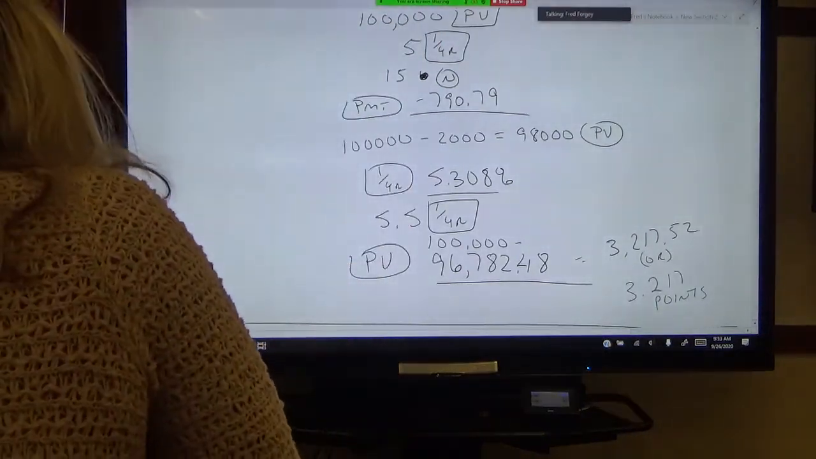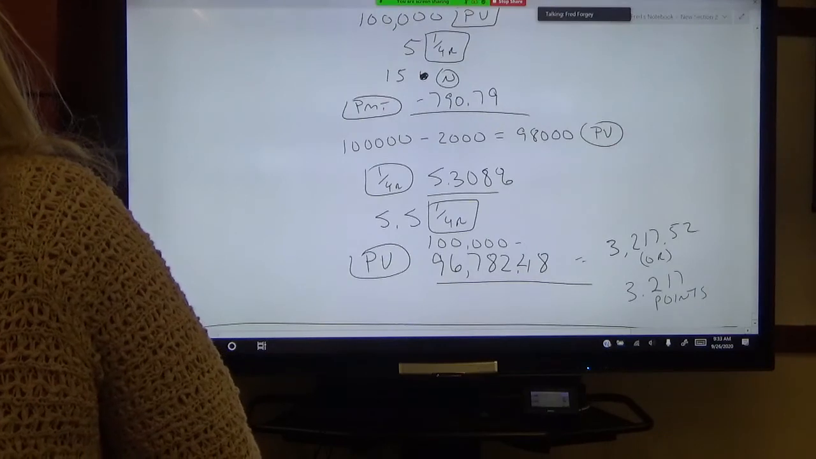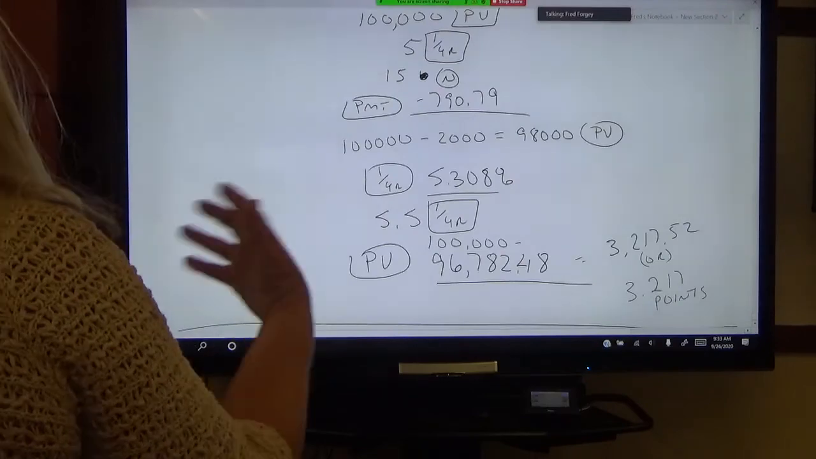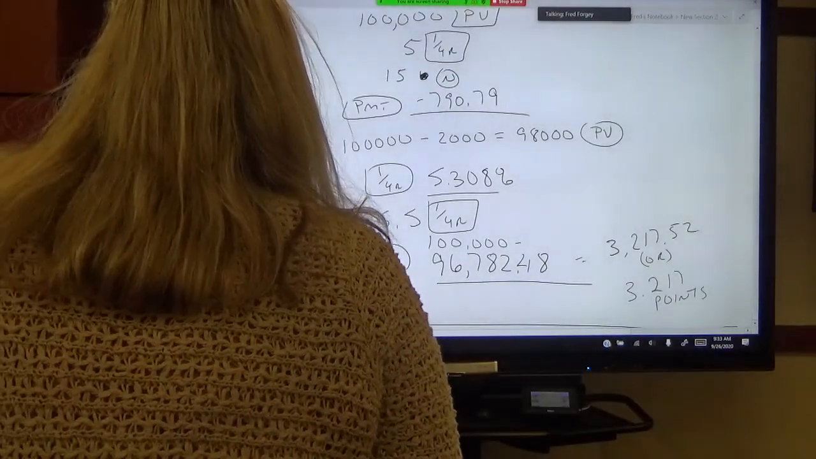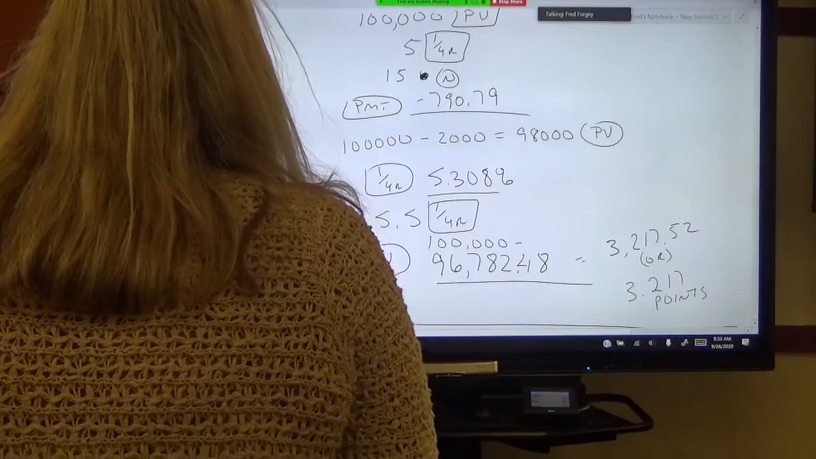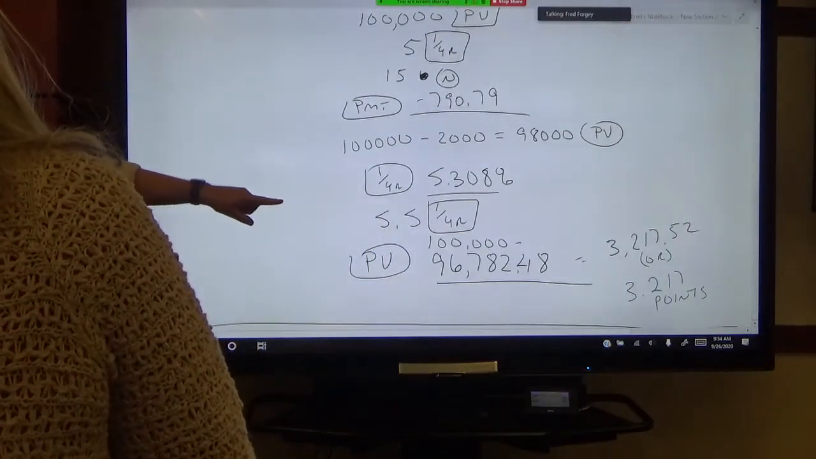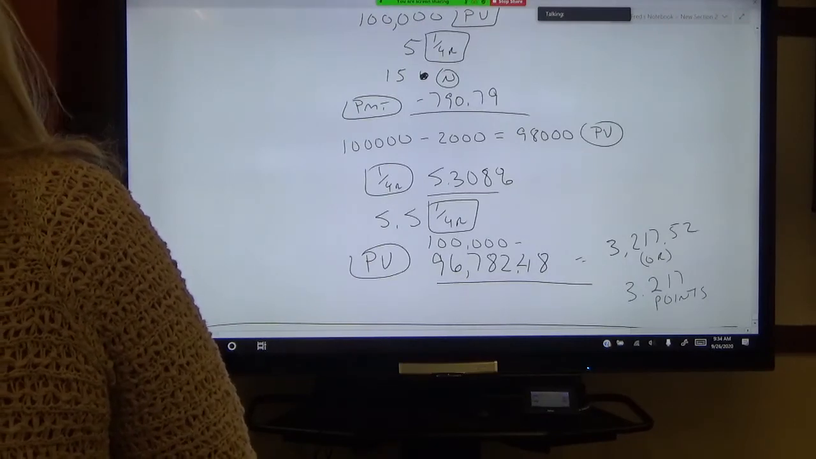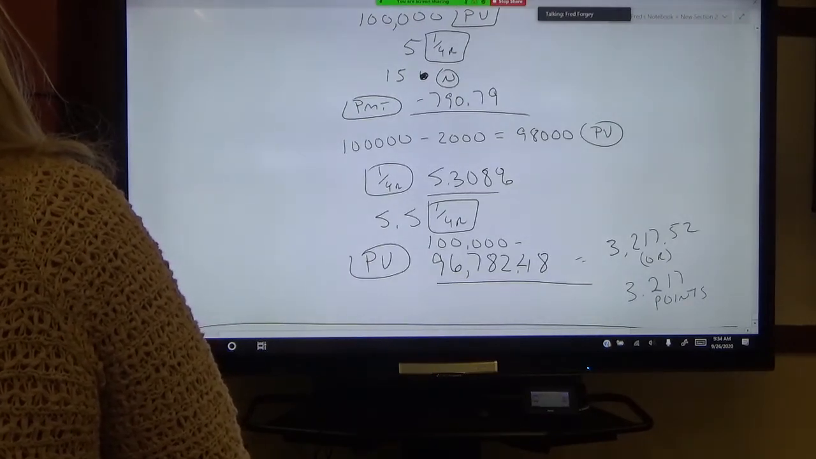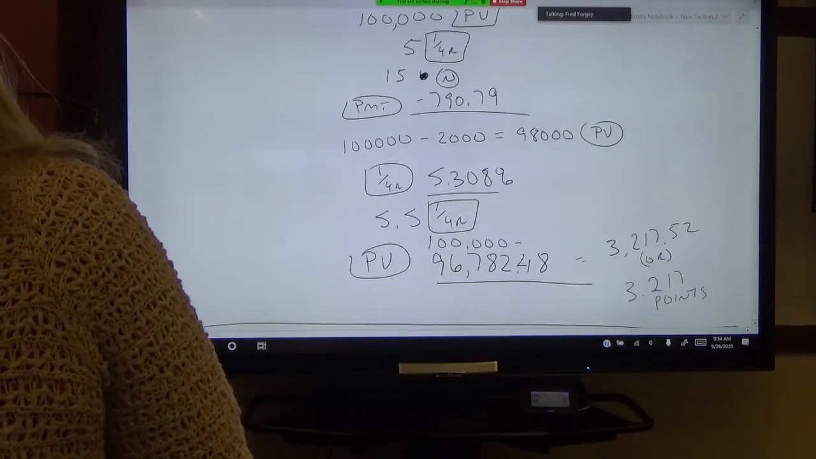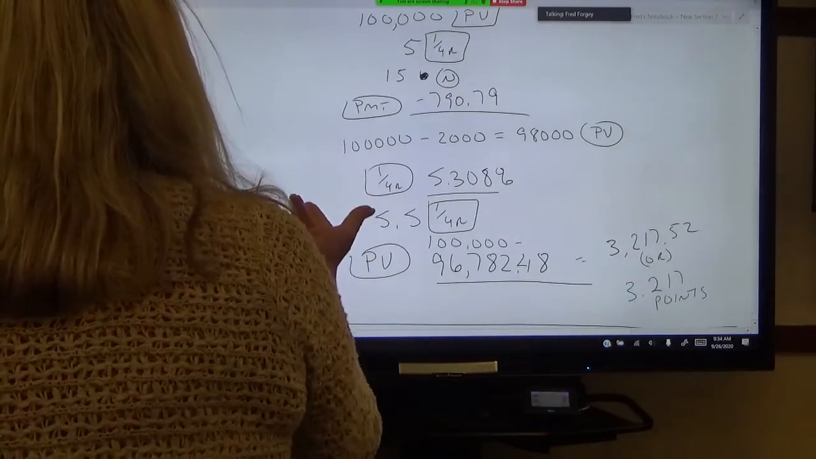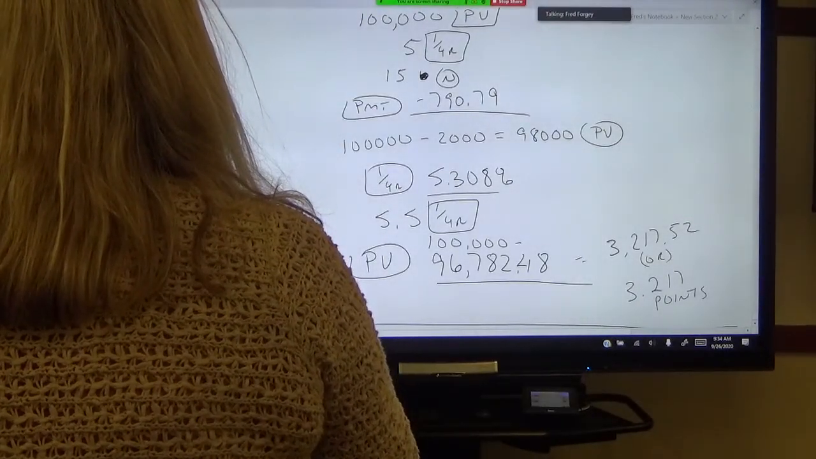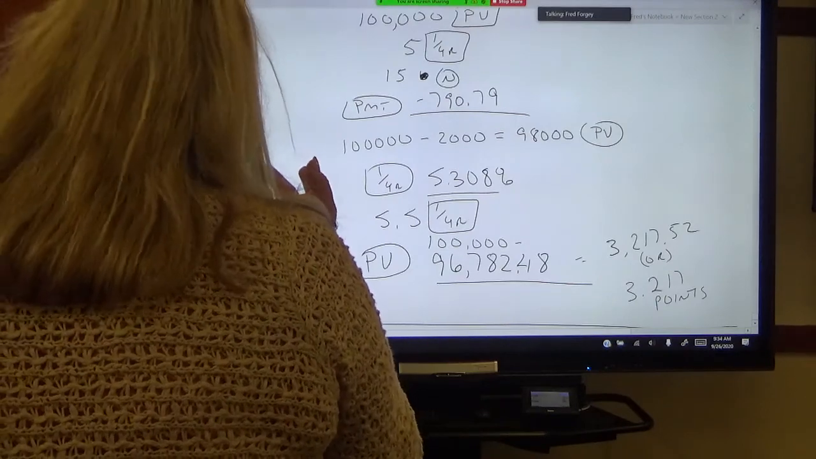And that is basically 3.2% of the $100,000. But how did you get there? How did you get to the $3,217? 100,000 minus 96,782. But where did 96,000 come from? That's your present value. Did you push 5.5%? Do you recalculate the whole thing, or do you just add 5.5%? You're just changing the yield. So you redo the calculation?